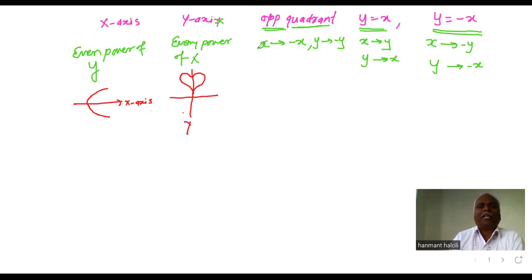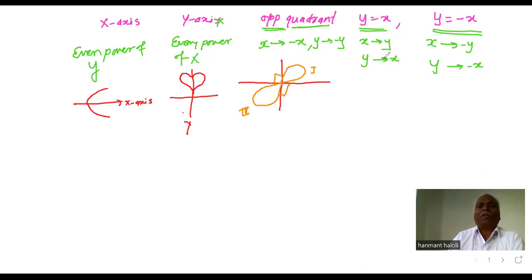Now replacing x by minus x and y by minus y gives opposite quadrant symmetry. Suppose you got a curve like this in one quadrant, the first quadrant. Then a similar loop appears in the opposite quadrant, that is the third quadrant. Then you say that the curve is symmetric about opposite quadrant. Same like here, suppose there is an angle like this and you get the same angle there, which is symmetry about opposite quadrant.